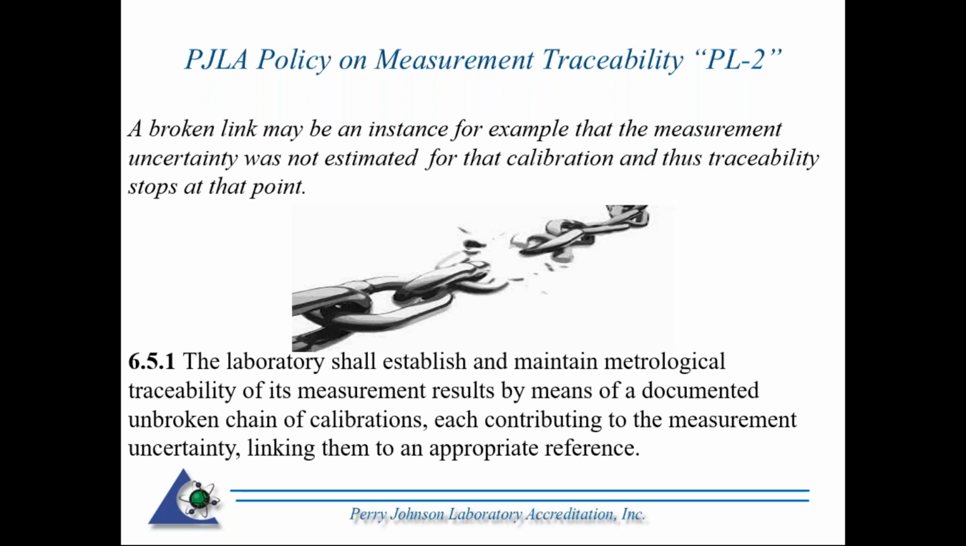So this comes out of, we stress this in PL-2, but right out of the standard, 17025 section 6.5 is a section on metrological traceability. The laboratory shall establish and maintain metrological traceability of its measurements by means of a documented unbroken chain of calibrations, each contributing, again, to the measurement uncertainty, linking them to the appropriate reference.